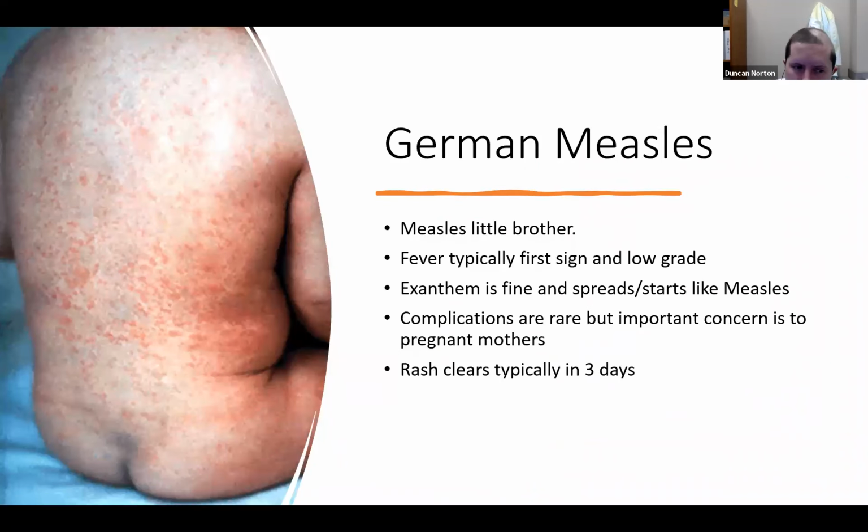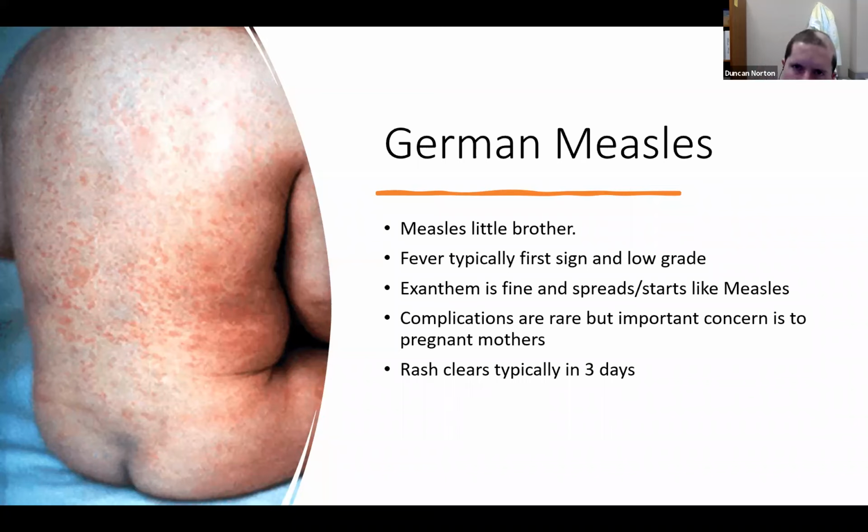Next is the German measles. It's similar to measles itself. The rash is typically not as erythematous. I like to think of it as measles' little brother. These kids are not typically sick. Fever is typically their first sign, and it's very low grade. Their rash is very fine in nature. It starts on the head and moves down. Complications from this are very rare.